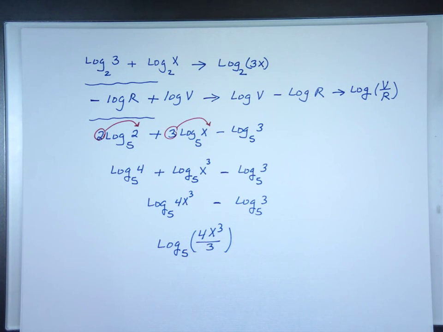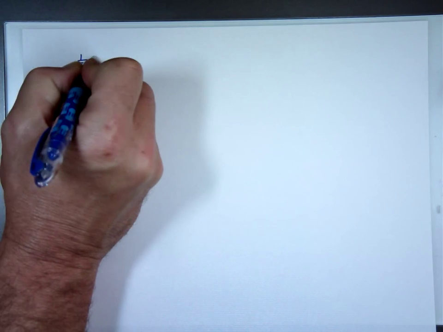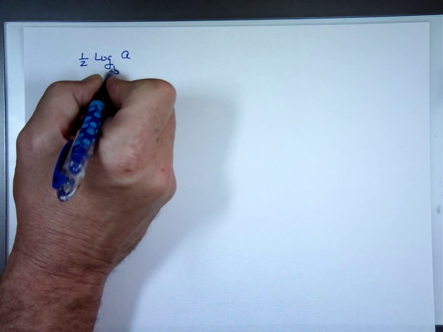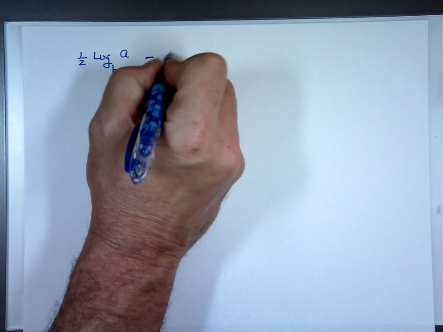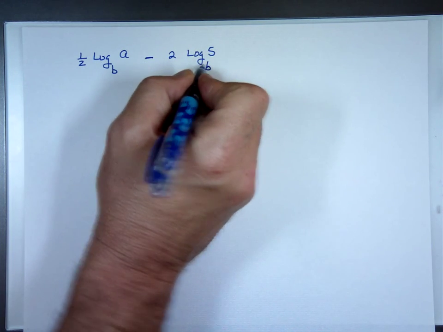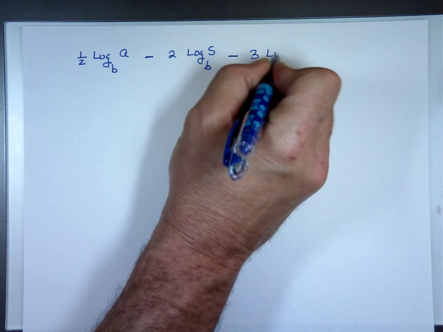Let's try another problem like this, then a few more things, then we're done. 1/2 log a base b, I'm using b for base, minus 2 log 5 base b, minus 3 log x base b.